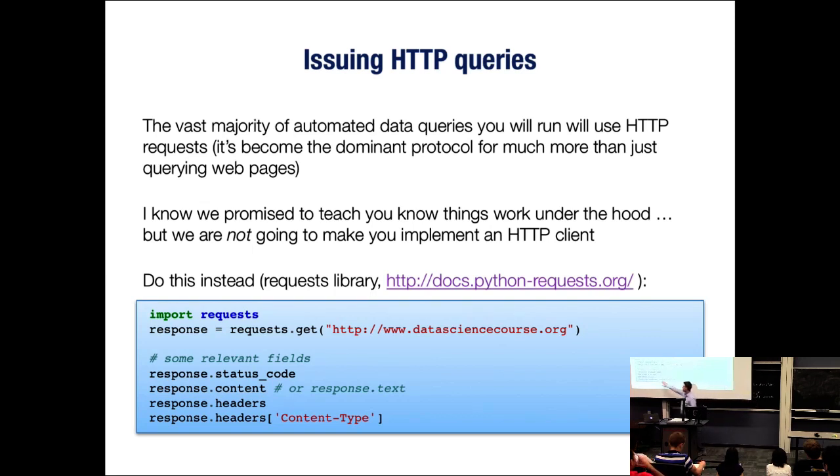And the headers also contain some information about how that data is encoded, maybe what type of data it is. In particular, the content type here often describes what type of data. Is it HTML data or is it JSON data, et cetera.